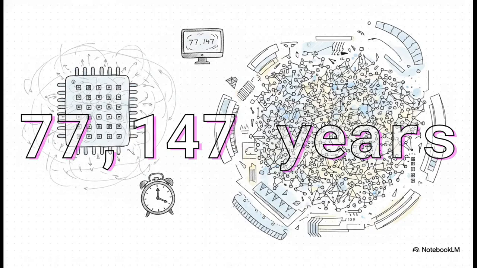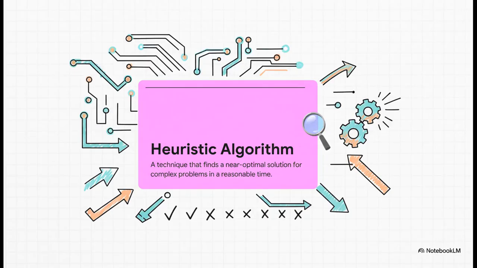Get this. To find the absolute, mathematically perfect placement for just 20 little components by brute forcing every single possibility, it would take a modern computer over 77,000 years. Yeah, now try to imagine that for billions of them. It's just no way.